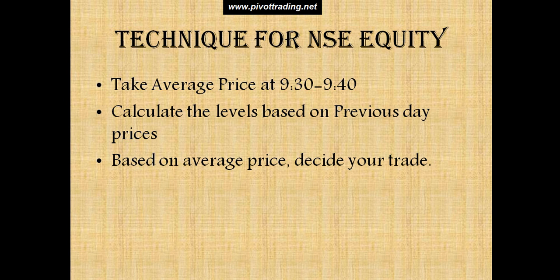Now once the 15 minutes are crossed, let's say at 9:30 or so, between 9:30 to 9:40 you can take the average price of any particular script, and you will use this price to apply the rules. First, based on the previous day prices, you will calculate the Camarilla levels. Now you got the Camarilla levels, but you need to check what the LTP is. When I say LTP, it could be an average price or an LTP somewhere close to 9:30 or 9:40. So based on the average price, you will decide what your trade has to be.